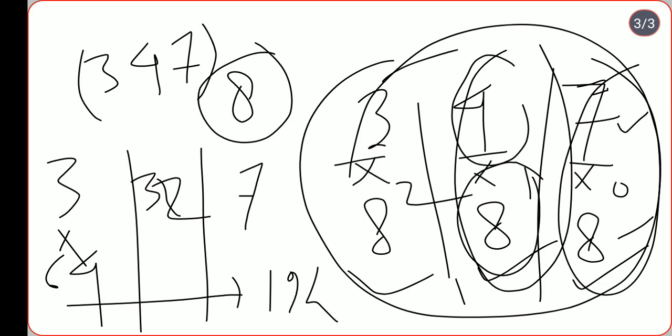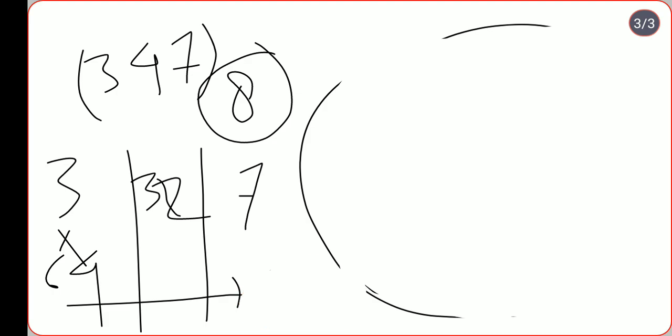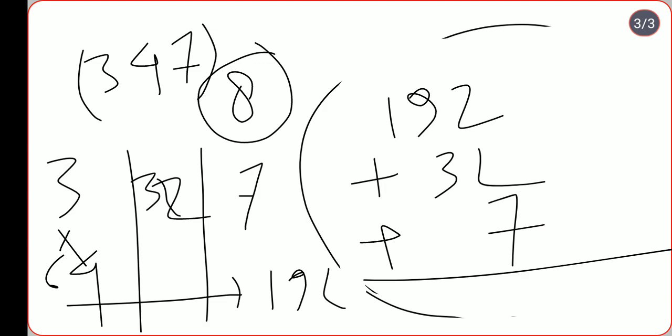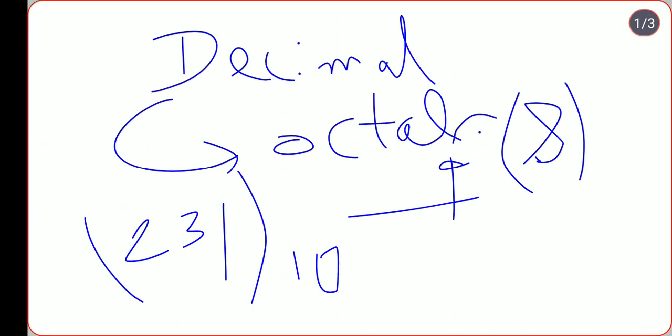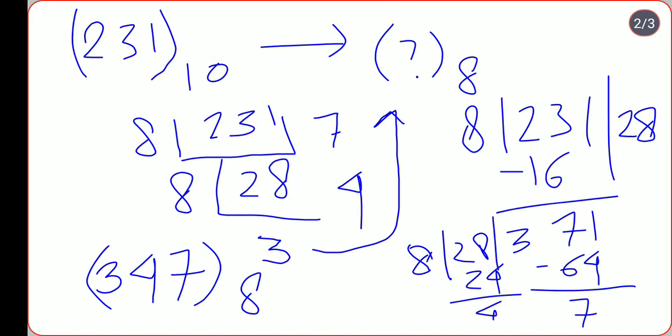So what we need to do is add these three things, that is 192 plus 32 plus 7. This gives you 231, and this is our answer. So see, it matches with our previous question. Yeah, 231 was given.